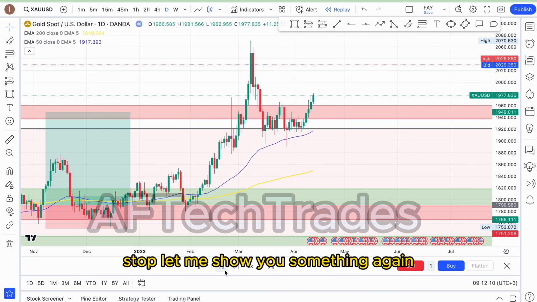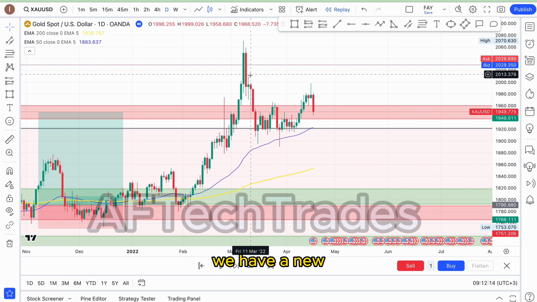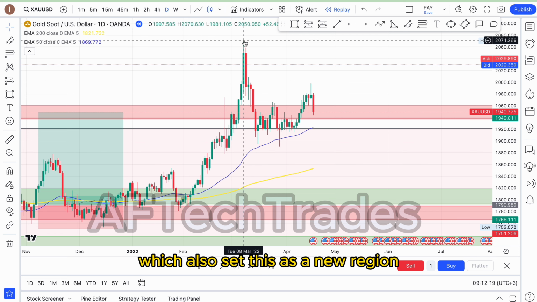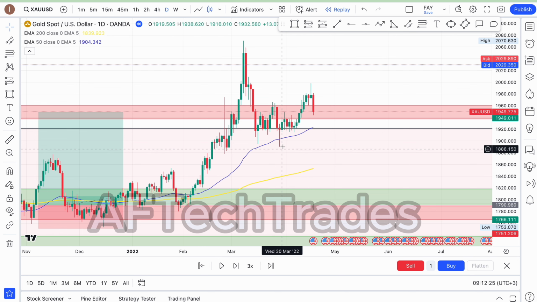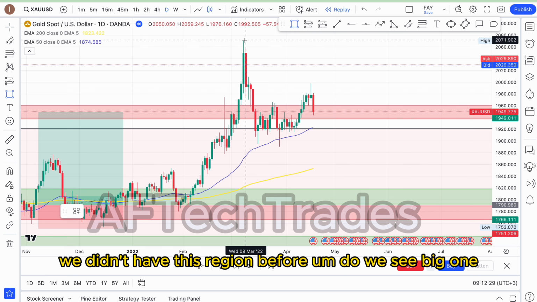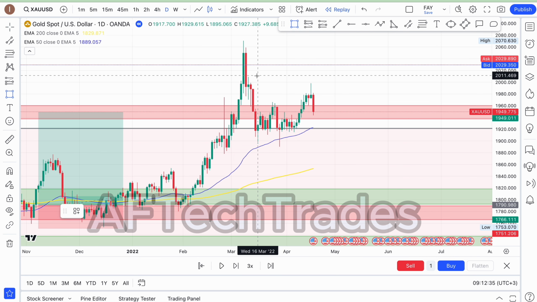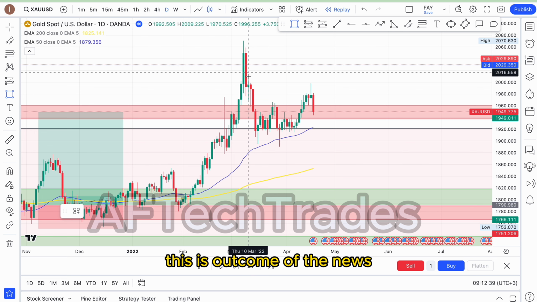Stop. Let me show you something. Again, we have a new momentum candle here, which also set this as a new region for us to mark out. It set this as a new region. We didn't have this region before. Though it's a big one. Yeah, again, this is outcome of a news.